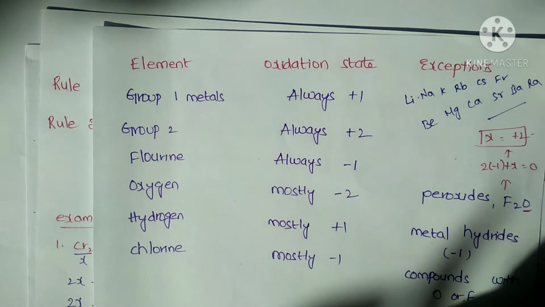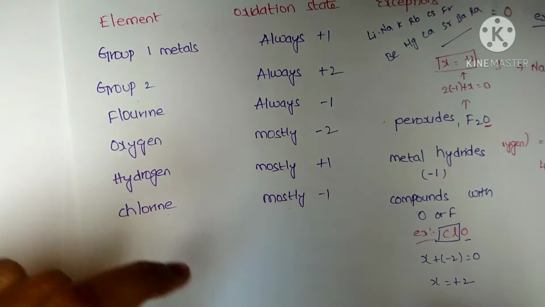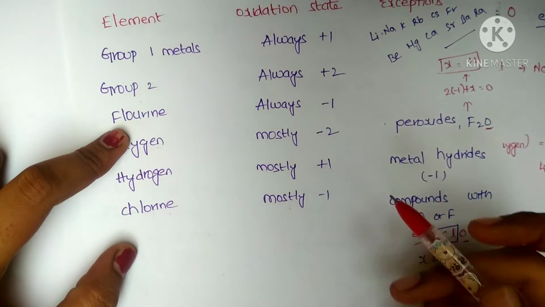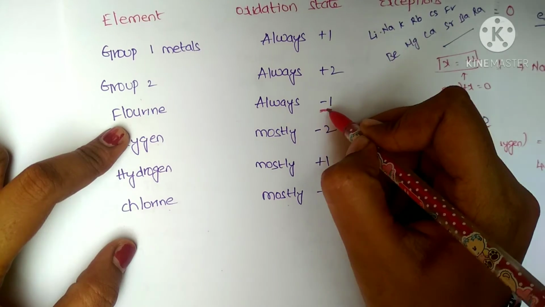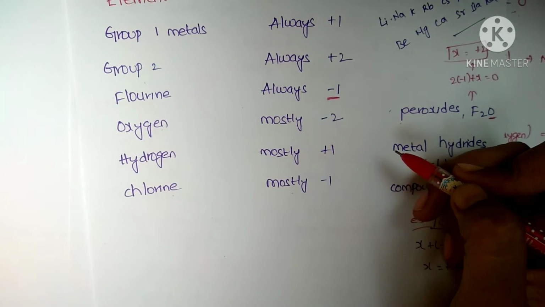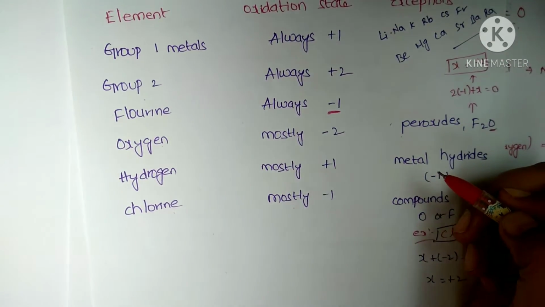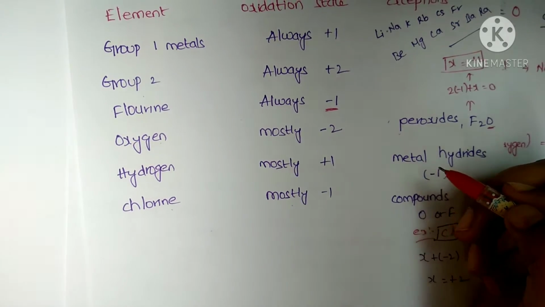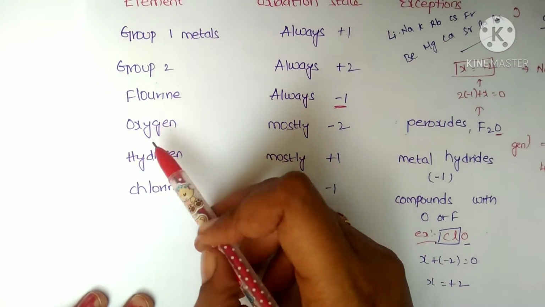And if you take fluorine, it always takes the oxidation state -1. Whatever the compound may be, it will always take the oxidation state -1.